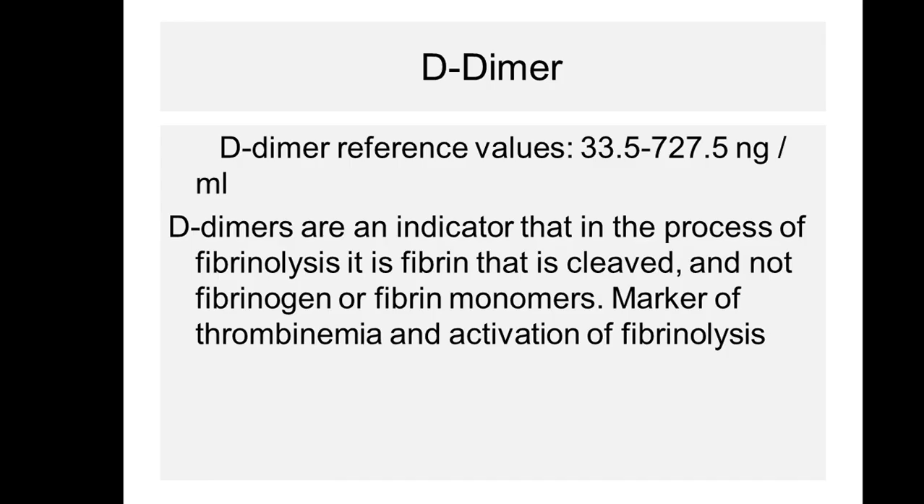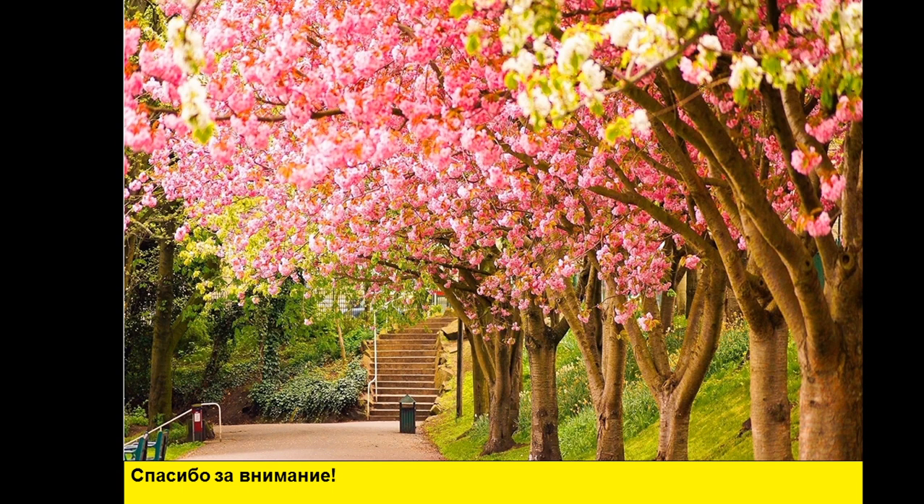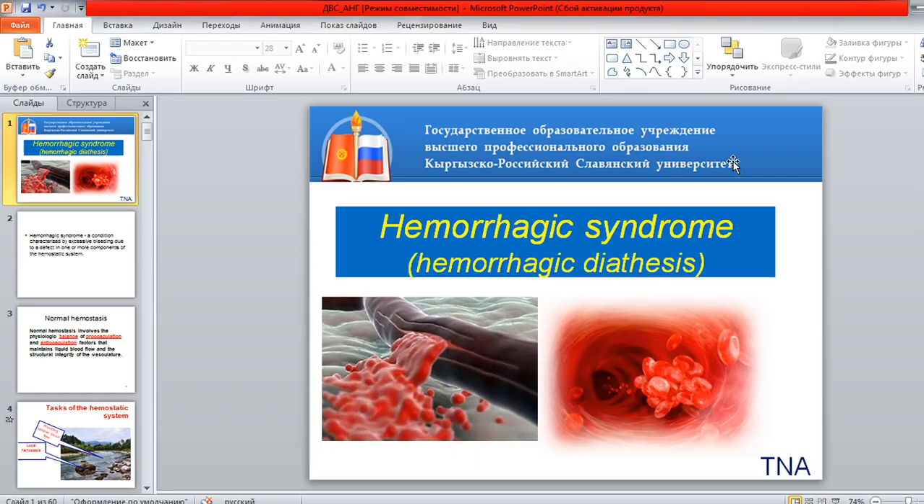D-dimer is also representative of DIC; the reference value is 33.5 to 727.5 nanograms per liter.